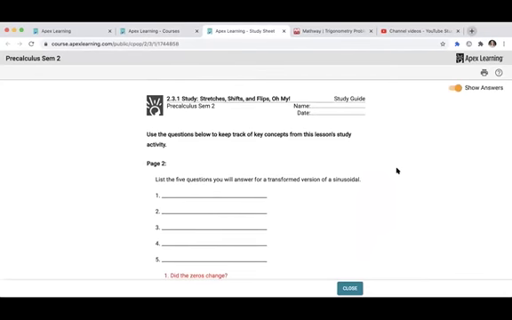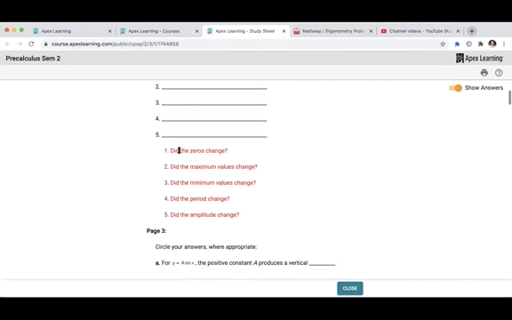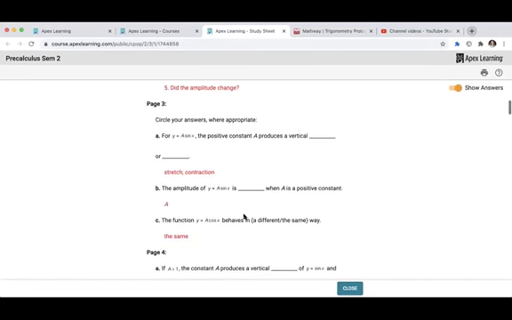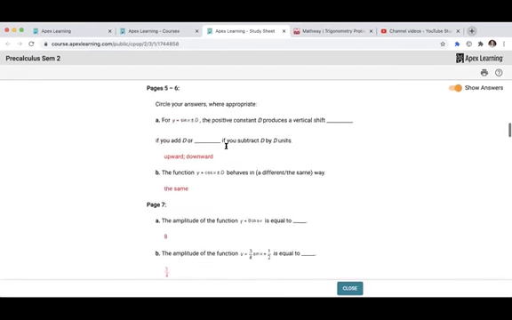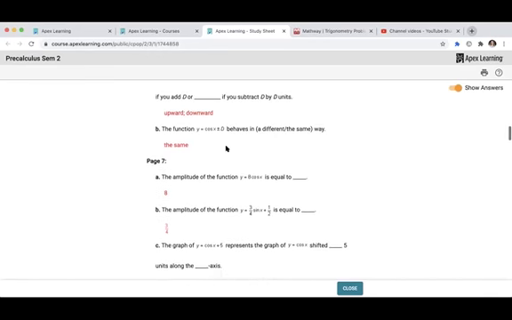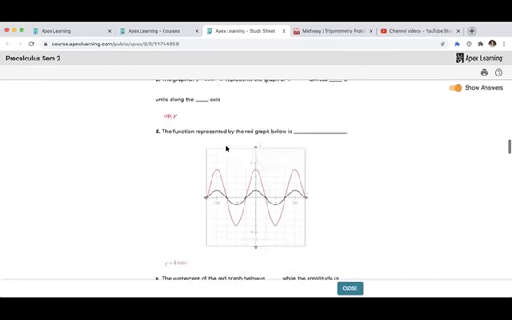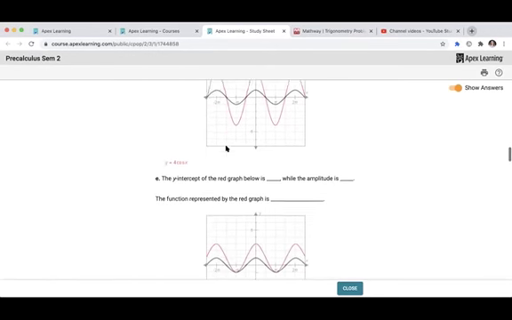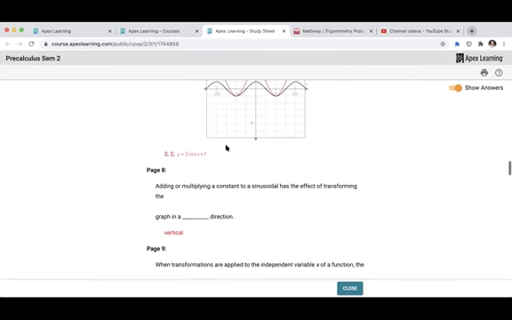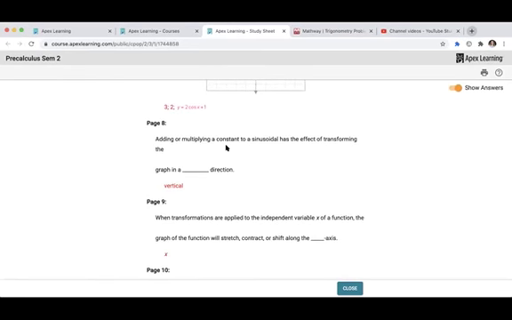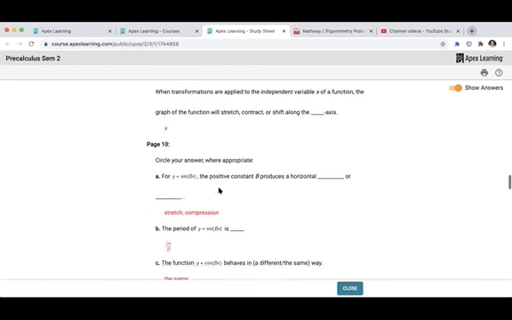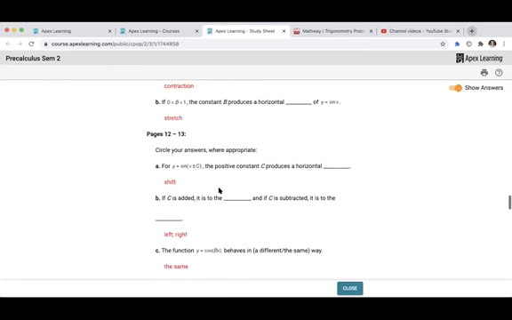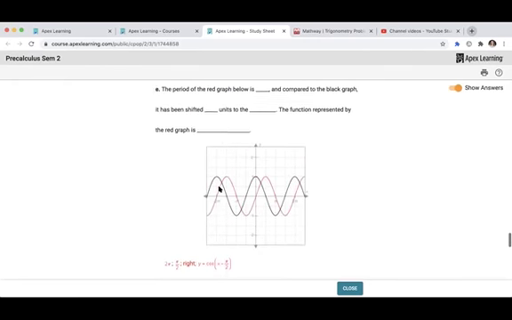Again, it's going to be all about these 5 questions, looking at how the zeros, the maximum, the period, and the amplitude change. All right, and then knowing appropriate stretches and compressions in the horizontal and vertical direction, and then looking at our shifts in the X and the Y. And then, of course, finally, if we have a negative constant.